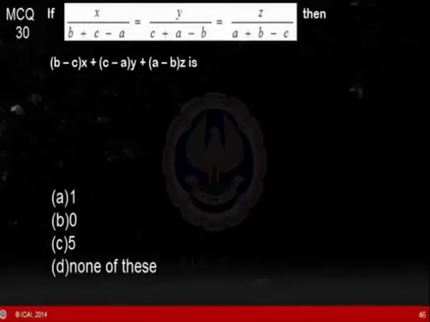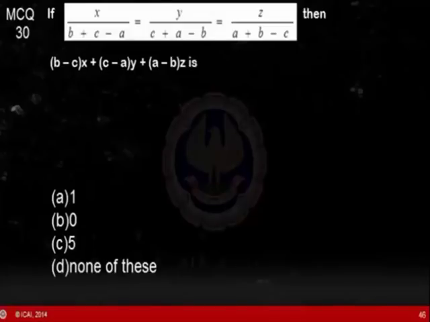If x by b plus c minus a is equal to y by c plus a minus b is equal to z by a plus b minus c, then find the value of b minus c into x plus c minus a into y plus a minus b into z. So, you can just see the question once.